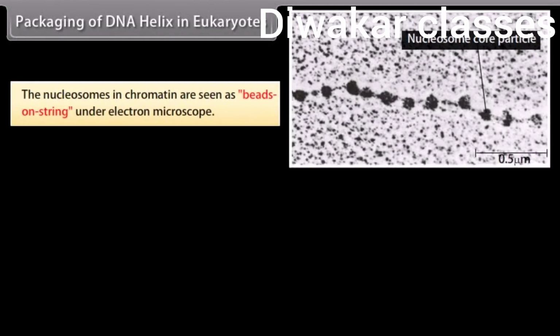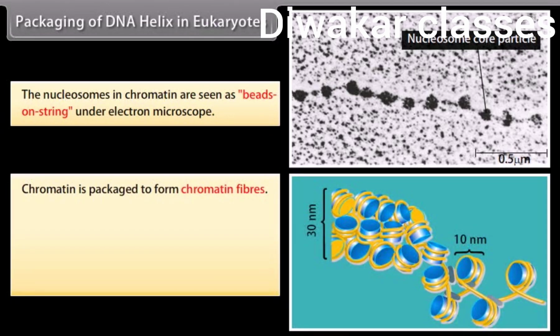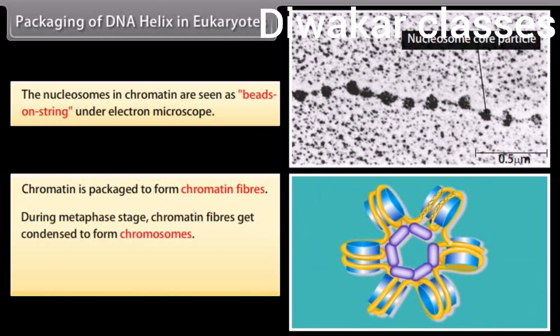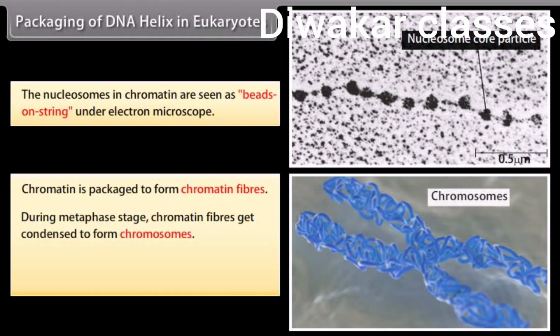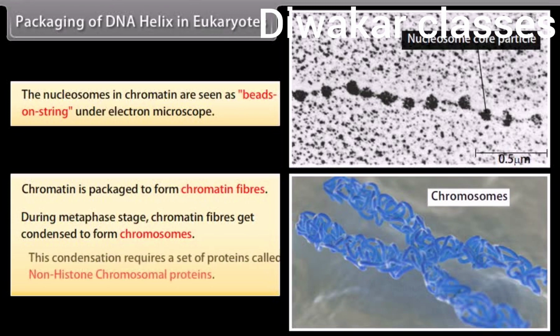The nucleosomes in chromatin are seen as beads on a string under the electron microscope. Chromatin is packaged to form chromatin fibers. During the metaphase stage, chromatin fibers get condensed to form chromosomes. This condensation requires a set of proteins called non-histone chromosomal proteins.